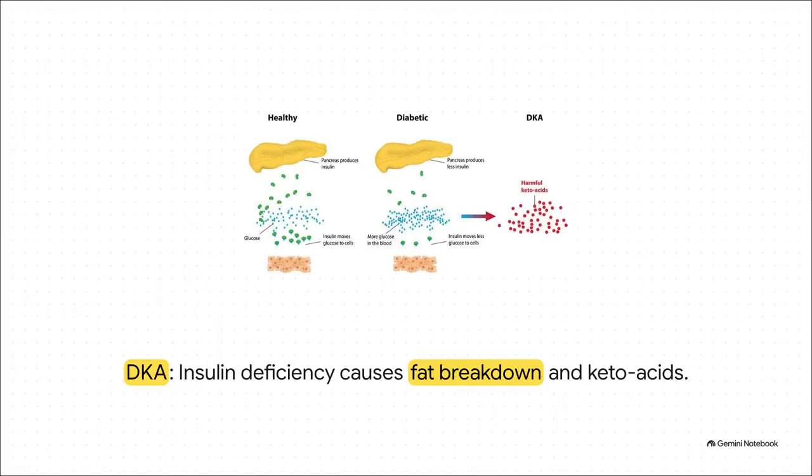Now, looking at DKA, you can really see how the underlying physiology maps out. We're talking about an absolute insulin deficiency, usually in type 1 diabetes, which basically creates a massive metabolic roadblock. Glucose literally cannot enter the cells. So starving for energy, the body is forced to drastically shift gears and break down fat instead. And it's that rapid fat breakdown that causes the dangerous accumulation of acidic ketone bodies. It essentially turns the blood into this highly toxic, acidic environment.